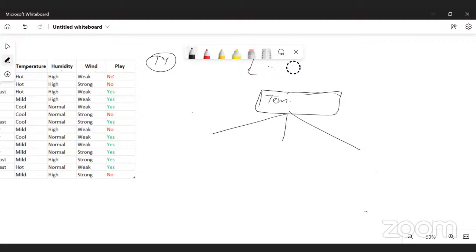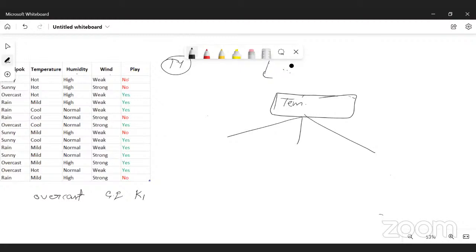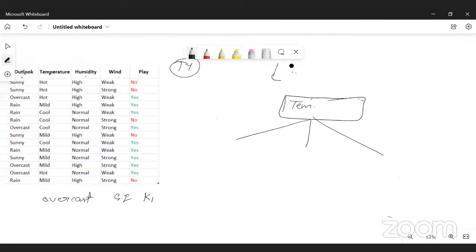Okay. So we have checked that if we split our data set using outlook, then we got some value of Gini index to be K1. Now we will check for temperature. If we split our data set using temperature, how will the nodes be? It will take hot, mild, and cool.